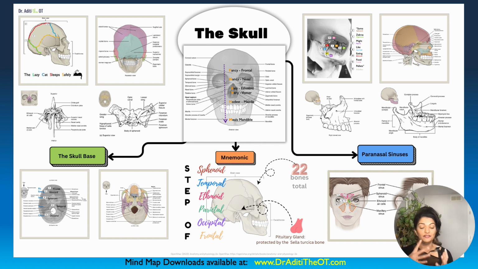And don't forget, if you can get a model of a skull, get it from the library and get some pipe cleaners and use those to really figure out different foraminas, because that's really going to help you from a hands-on kinesthetic learning perspective.